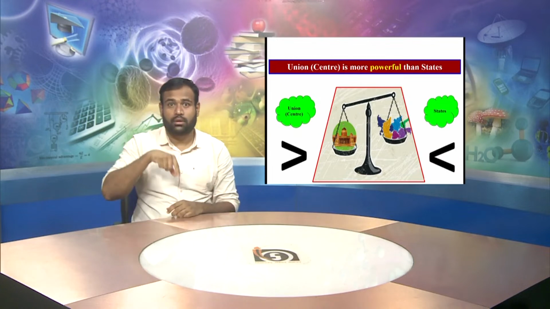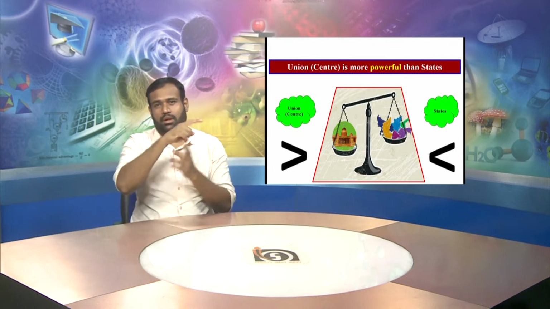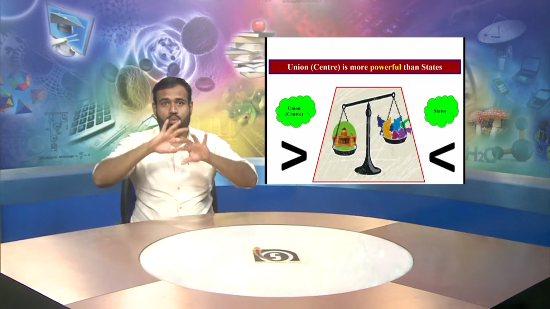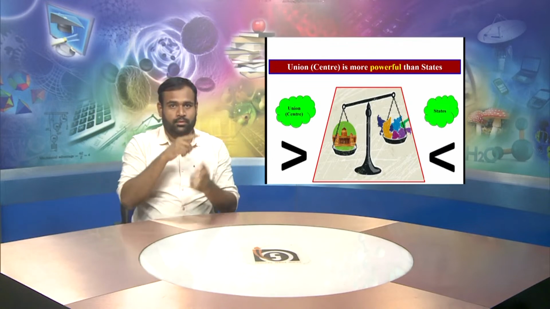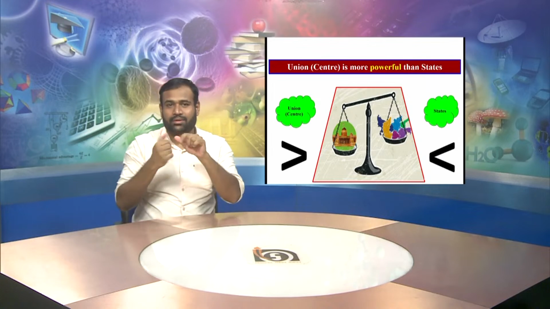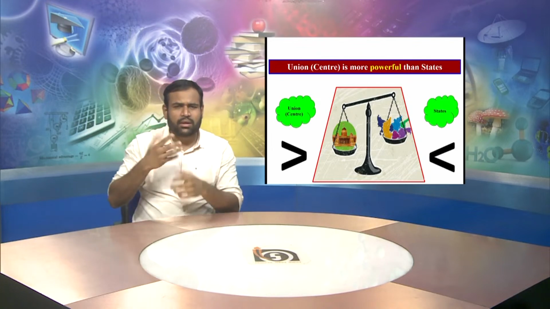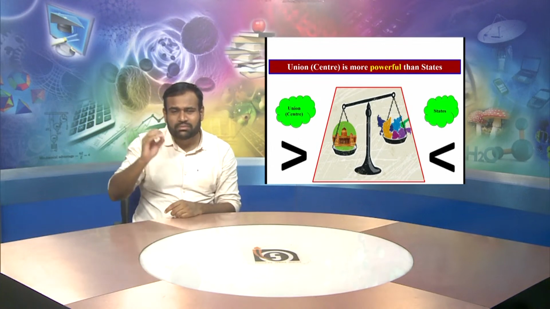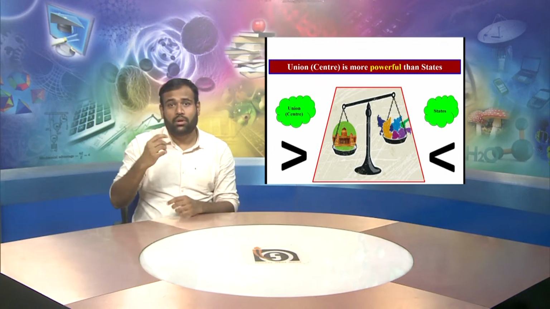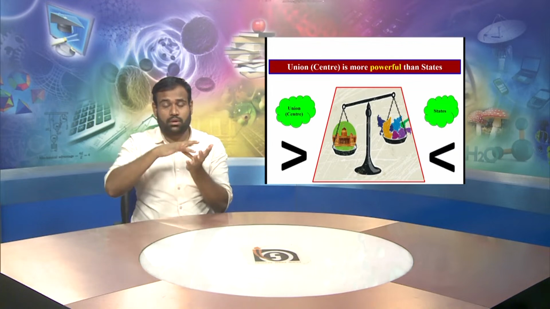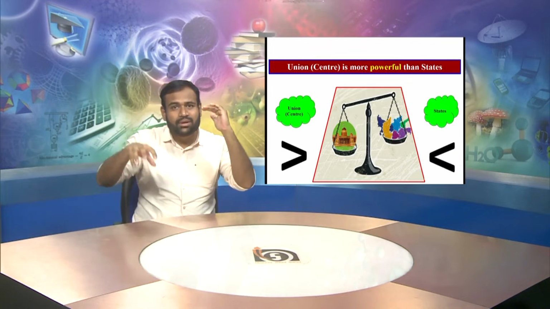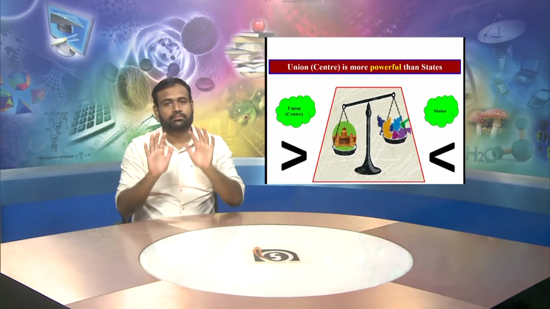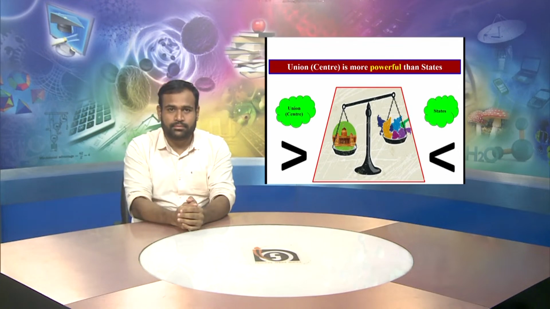You can see the union word means center. It is the more powerful government than the state government. We all know that state government means we have different states, so each state has its own government, and union government is more powerful than the state government.